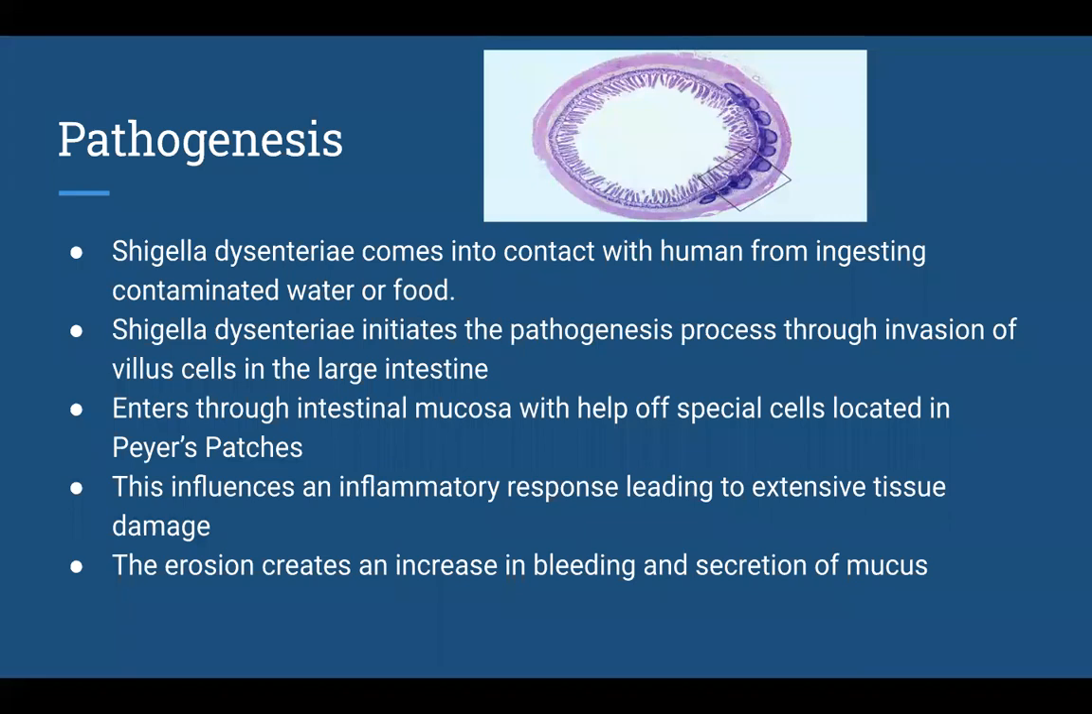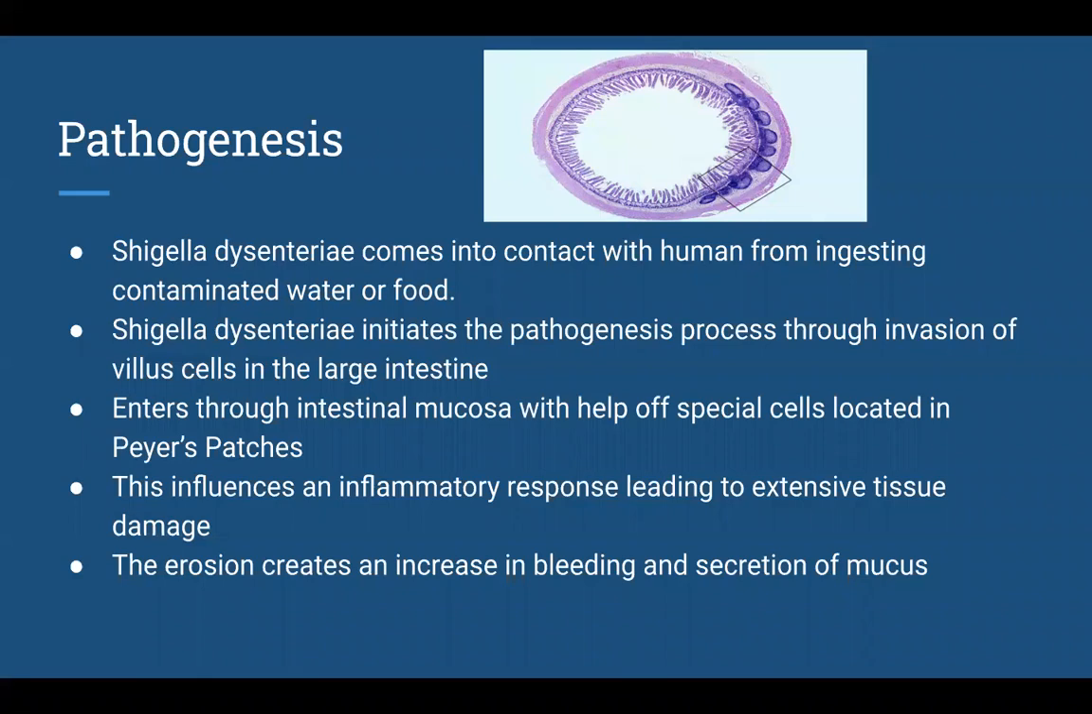Pathogenesis. So how does this pathogen get into the body? Well, first, the human can ingest it from contaminated water or food. Furthermore, what makes it so unique and different from typical GI tract infections, such as Salmonella, or as mentioned before, E. coli, is that it initiates the pathogenesis process through invasion of villus cells in the large intestine and not the small intestine.